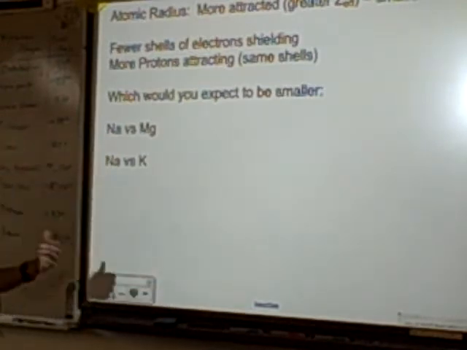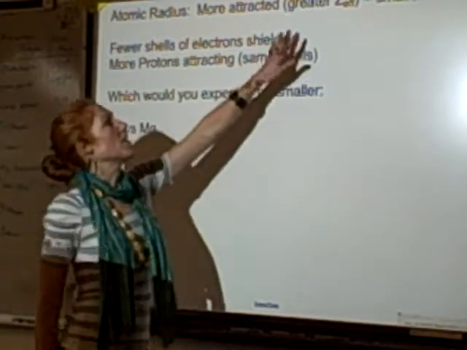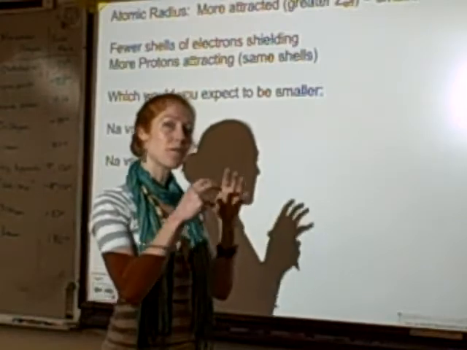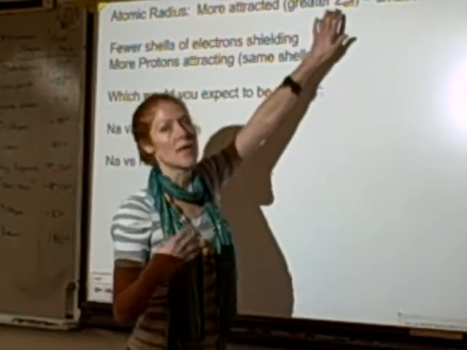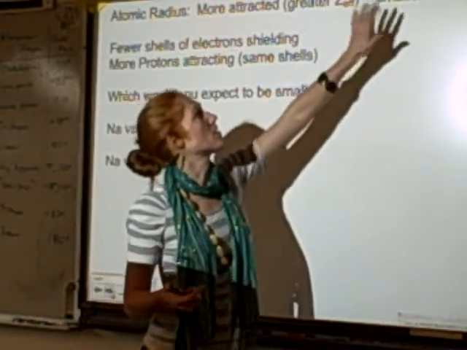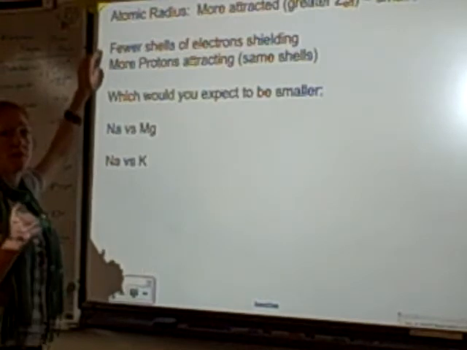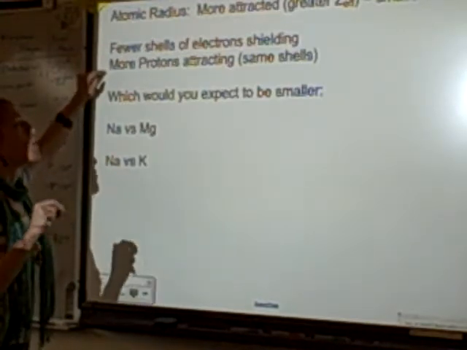Atomic radius, if it's more attracted, it draws in the cloud more, gets smaller. We call that greater Z effective when the outer electrons feel the positive attraction of the nucleus and get drawn in more. So this is taking into account shielding and number of protons. So smaller radius. The times you're going to have a smaller radius is when you have fewer shells, because there's less blocking. And when you have more protons, there's more to be attracted to.